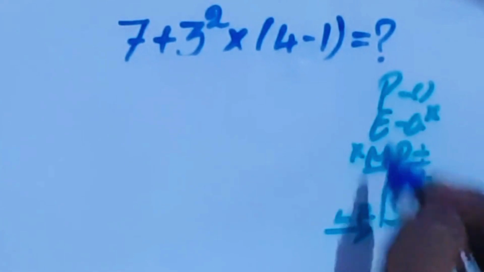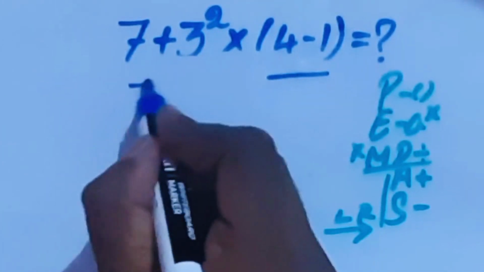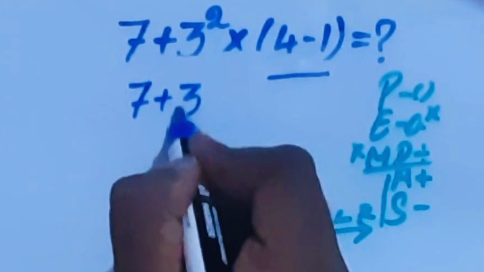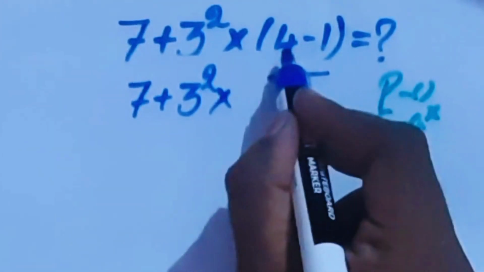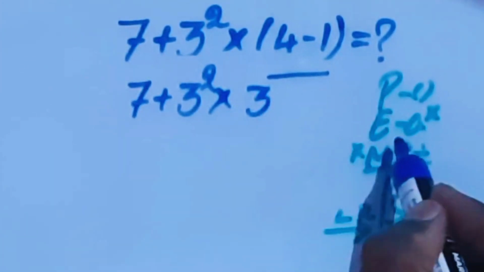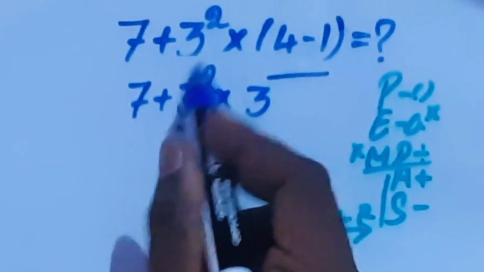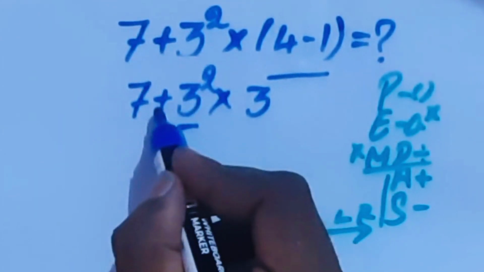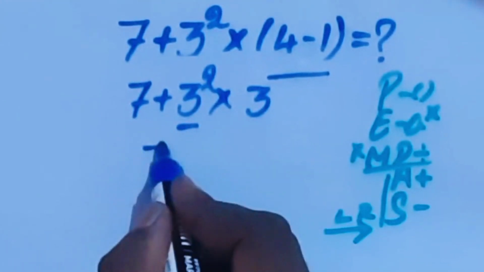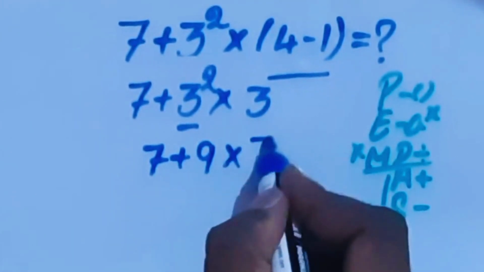Here, as per the order of operations, PEMDAS, the bracket is higher priority. So we have to do this bracket before this operation. Here, 7 plus 3 squared times the bracket, 4 minus 1 is 3. The next priority is the exponent. We have the exponent here, 3 power 2. So we have to do this 3 power 2 before the addition and multiplication. So 7 plus 3 power 2 is 9 times 3.